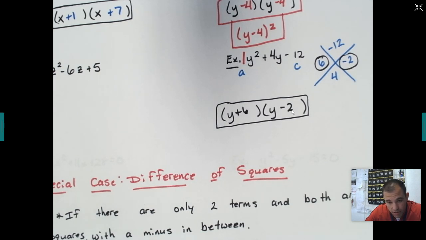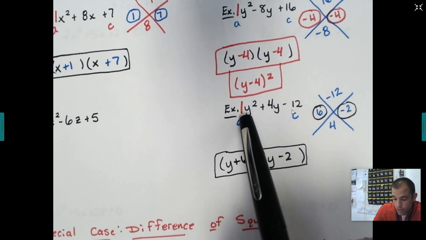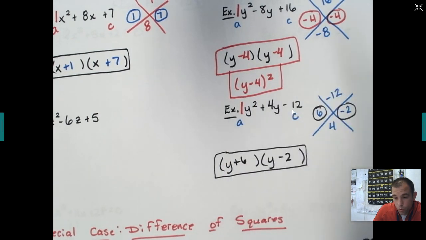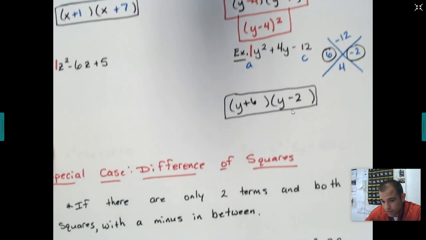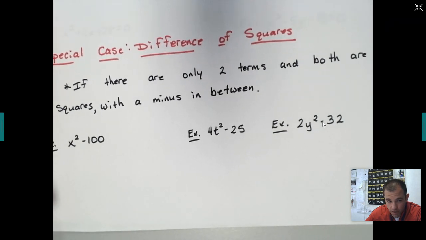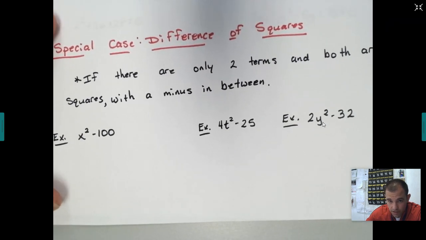So it's easier when the a value is 1, right? Whenever the first number in front of the variable square is 1, that is always going to be a little bit easier than if a is not 1. All right, now we're going to talk about a special case. This special case is called difference of squares.